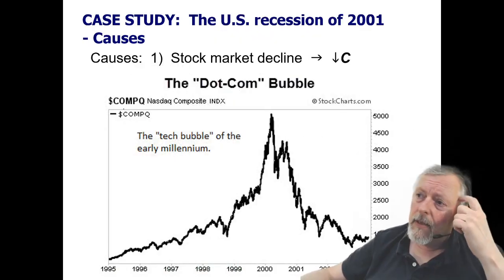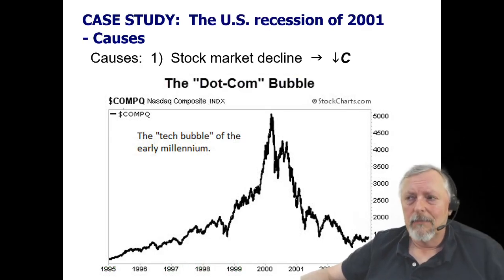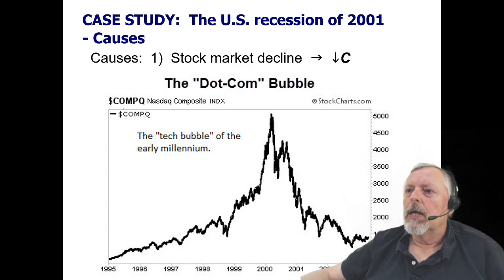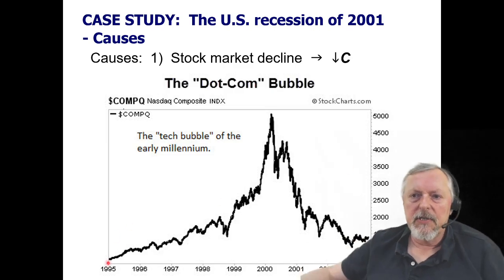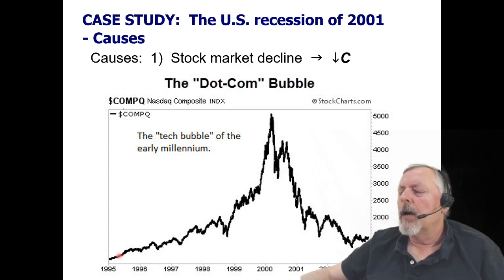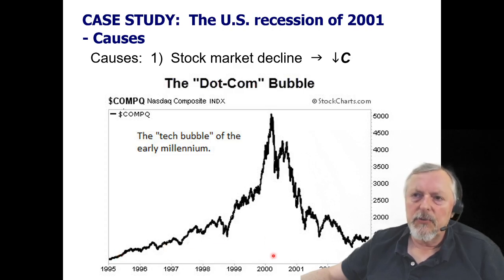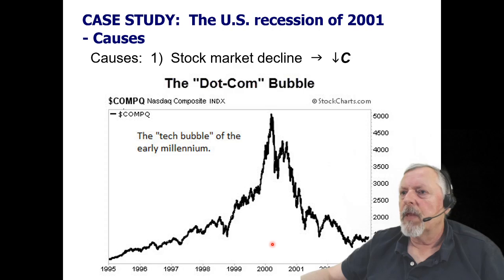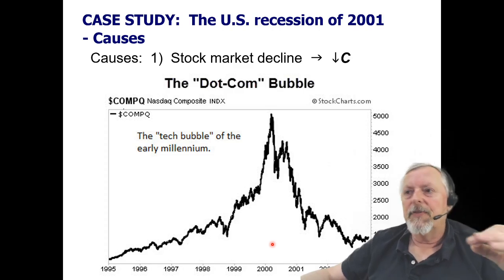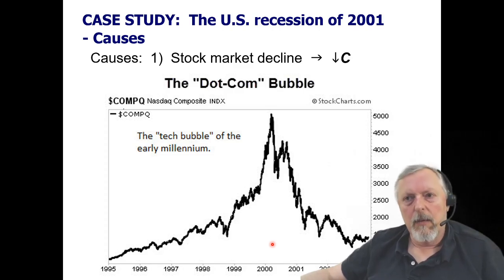There were three major shocks, pretty much all at the same time, that triggered this recession. First, the dot-com bubble burst. The stock market was in boom times during the 90s. You can see that through here. But then in the spring of 2000, the market crashed. We call that the bursting of the dot-com bubble.